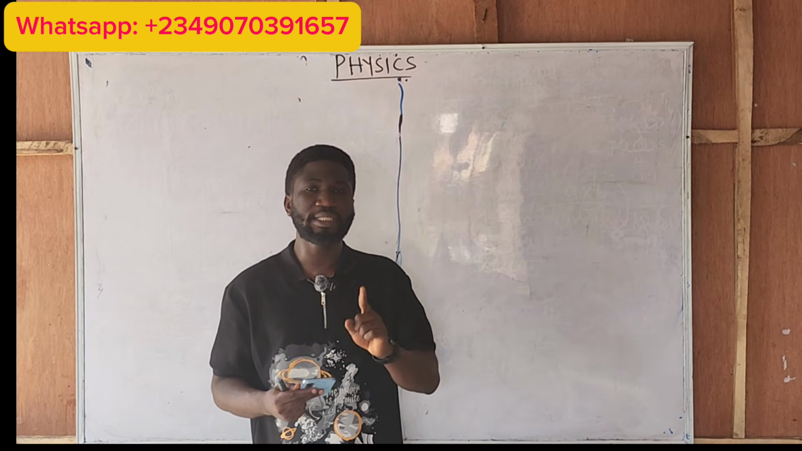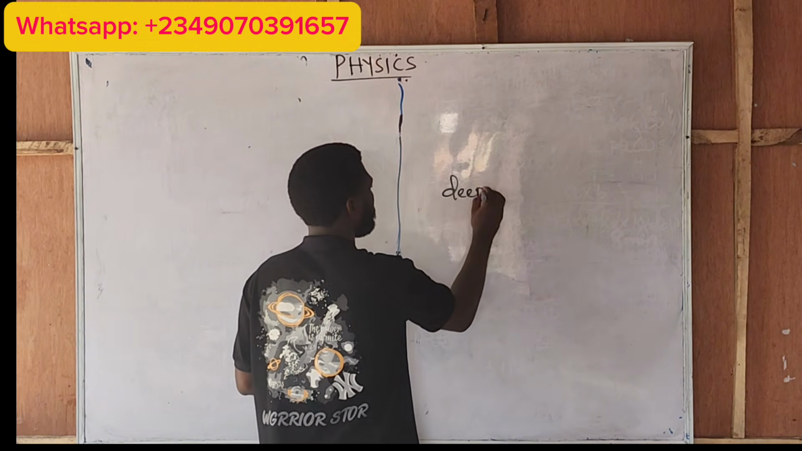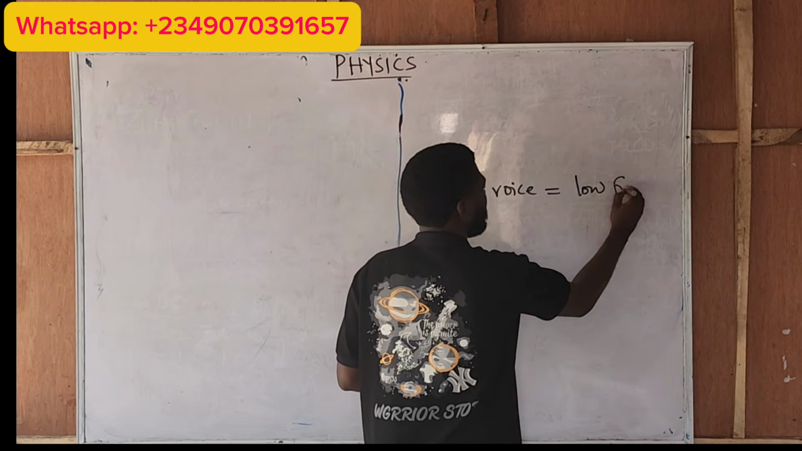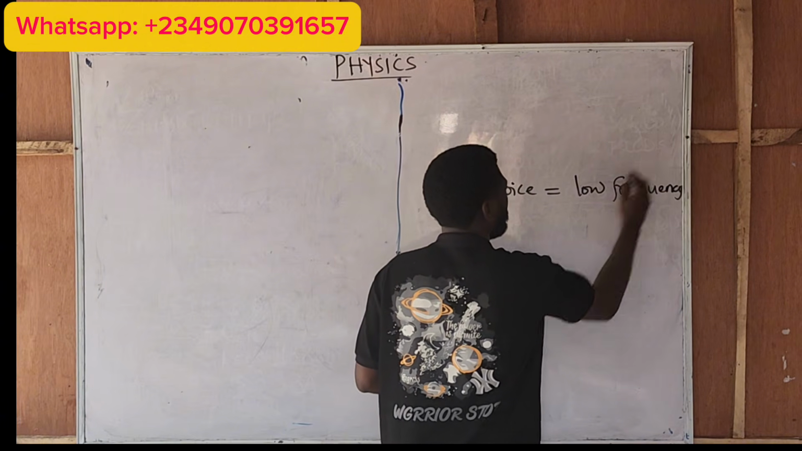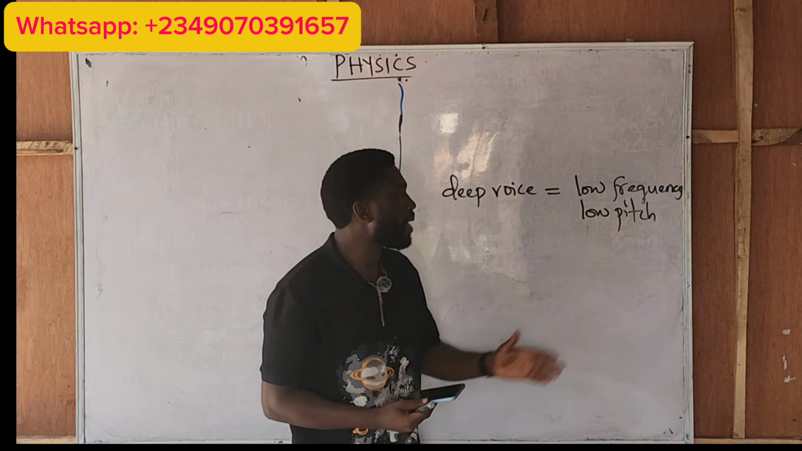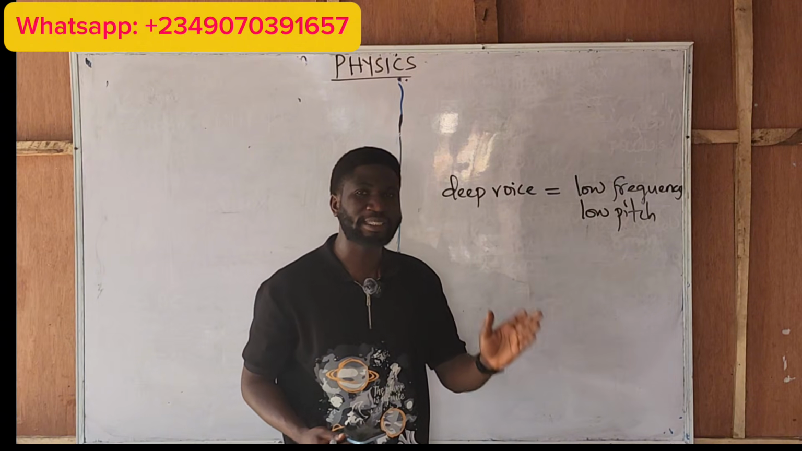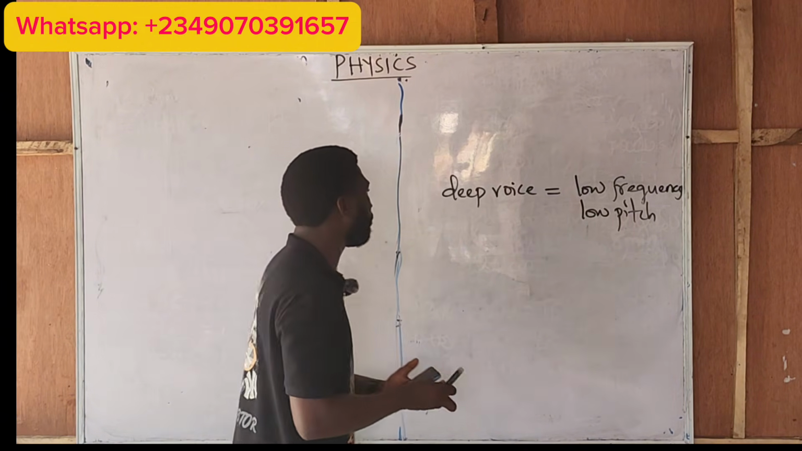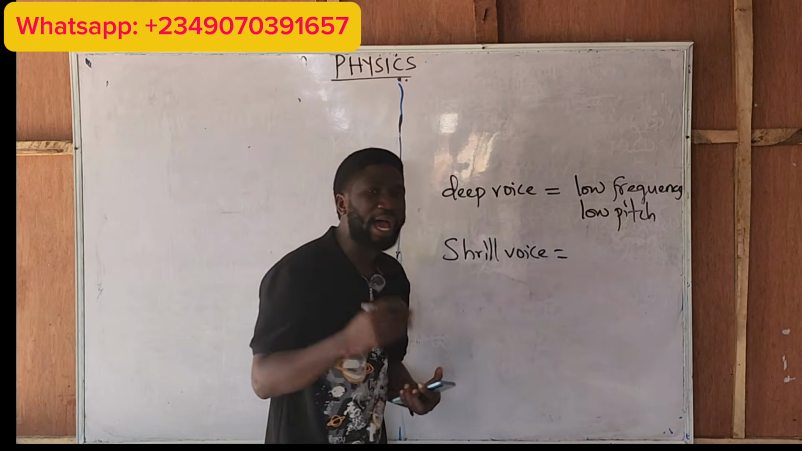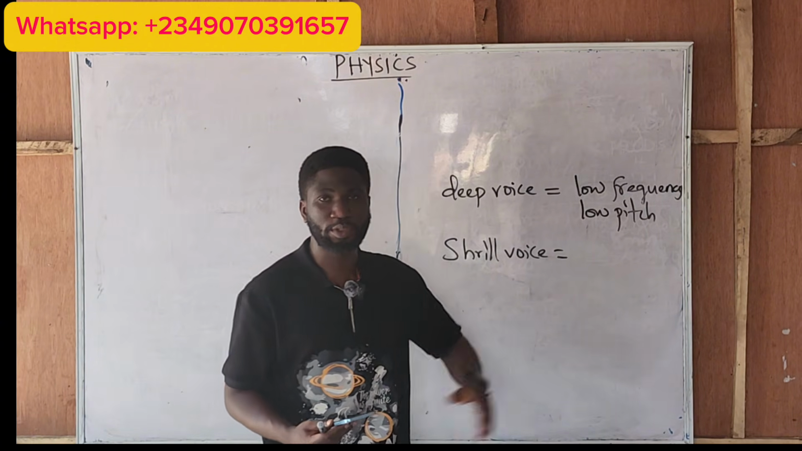And also, let me say this pertaining to sound waves, that when you have a deep voice, it is going to have low frequency and what we call low pitch. So for a deep voice, you are going to have low frequency and what? Low pitch. So that means frequency and pitch are directly proportional. And for a shrill voice, it's going to give us high frequency and what? High pitch. Please do well to take note of this.